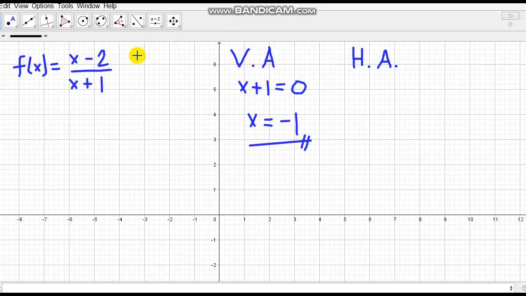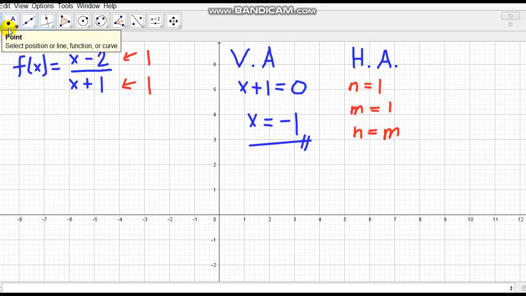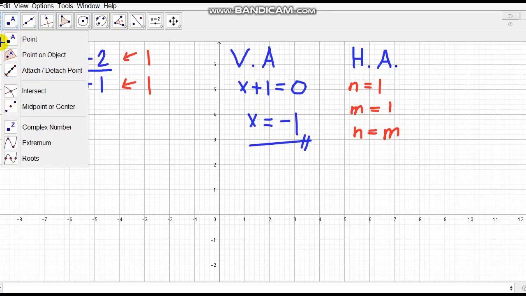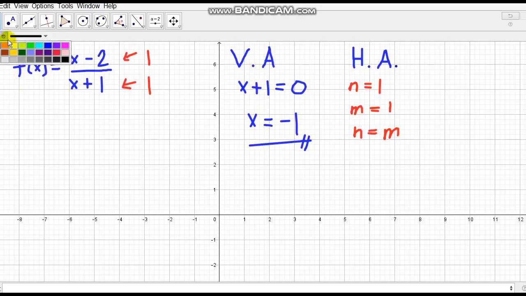Since the degree of the numerator is 1, and the degree of the denominator is also 1, we know that n is equal to 1 and m is equal to 1. Therefore, n is equal to m. Now, since n is equal to m, we follow the condition where we get a sub n over b sub m. What does this mean?